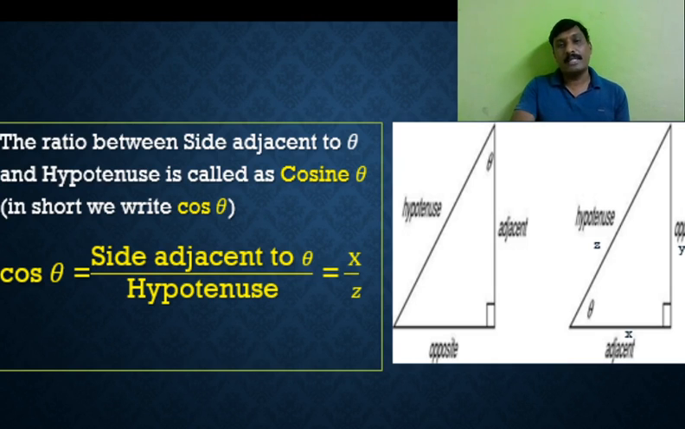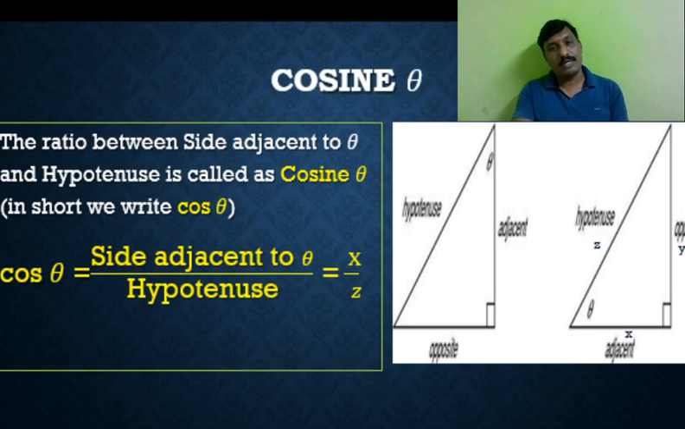In terms of length, the side adjacent is how much? X, and the hypotenuse is how much? Z. So we call the ratio x by z cos theta. The side adjacent to theta by hypotenuse is called cos theta.